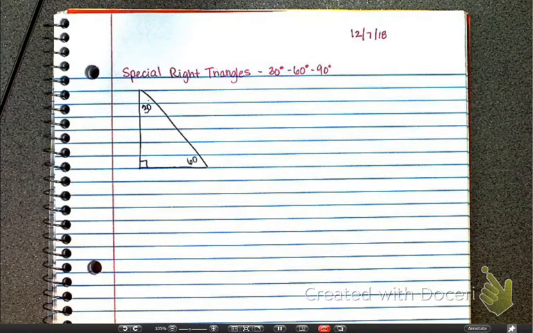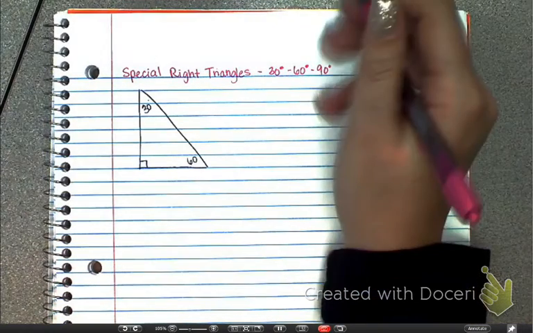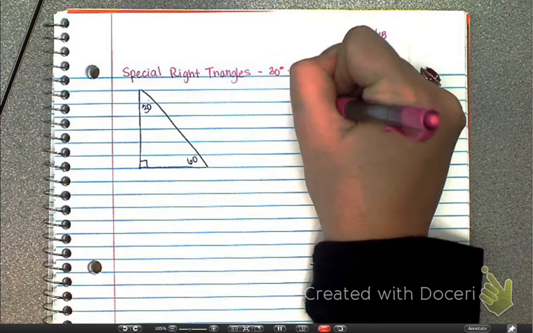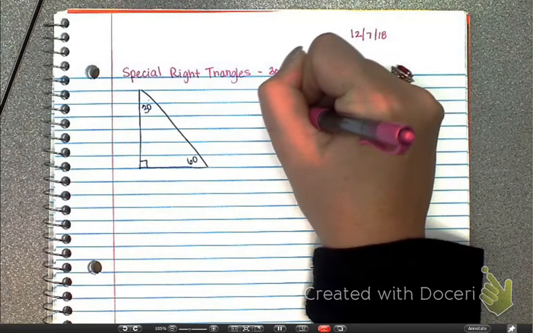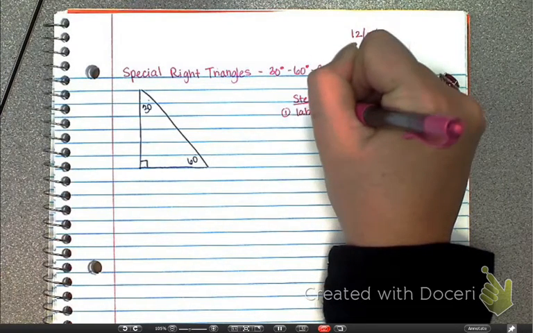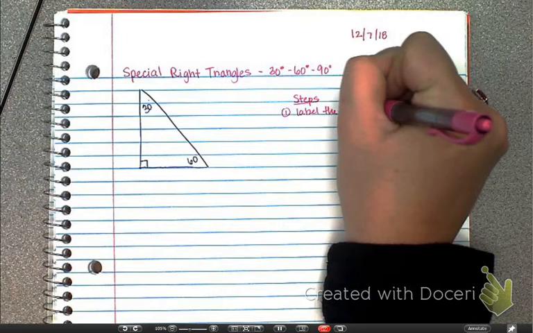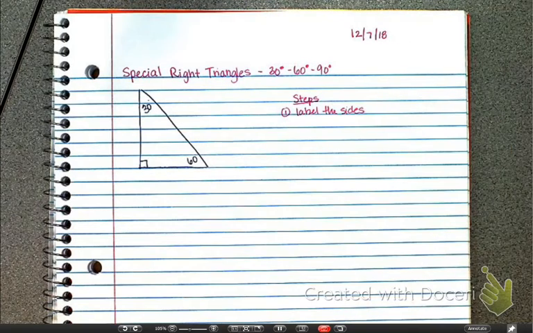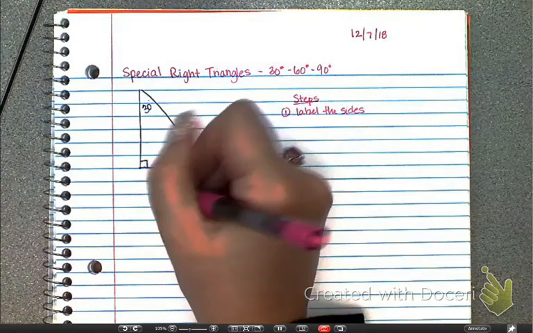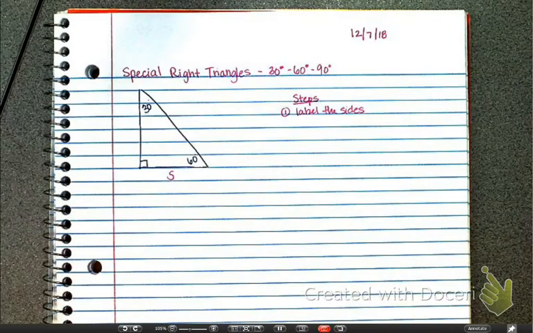So the same steps from yesterday still apply. What was step 1? Label the sides. Now we need to know what we're going to label our sides. Across from the 30-degree angle is S. That's going to be our shortest side.